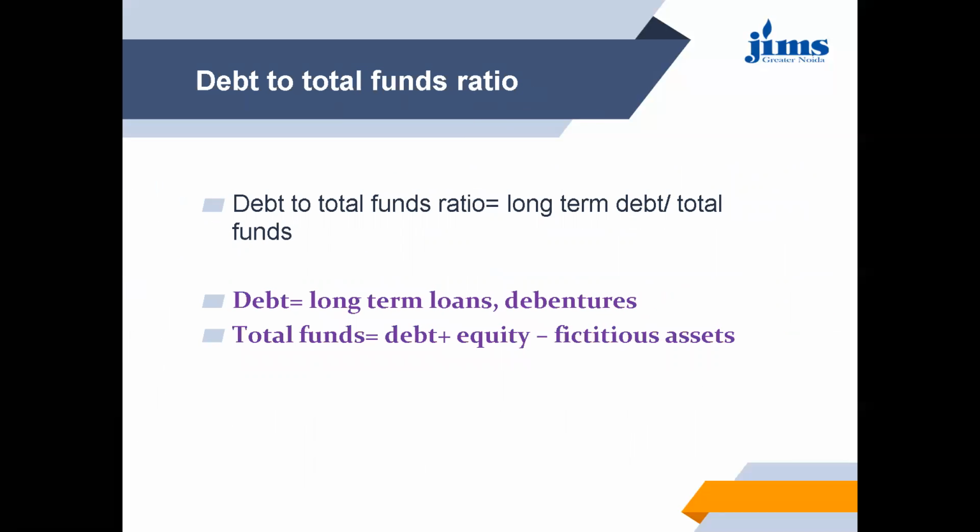Next is debt to total fund ratio. Again, from the name it is clear, we are calculating the relationship between debt to the total fund. So formula would be debt, that is long-term debt, upon total funds. Debt would be again long-term loans or debentures, and total funds means debt as well as equity of the firm, internal as well as external funds, and again we'll deduct any kind of fictitious assets.